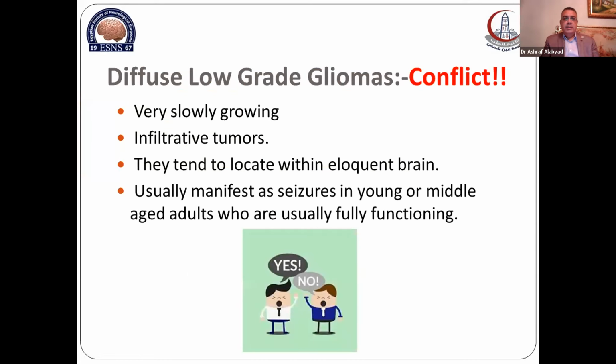As is well known, diffuse low-grade gliomas are very slowly growing tumors. They are infiltrative, although benign in nature, and they tend to be located within eloquent brain. Usually they manifest only as seizures in young or middle-aged adults who are usually fully functioning. This clinical scenario leads to a conflicting decision between observation and intervention, for fear of the potential neurological deficit that might result from injury to this eloquent region during tumor resection.